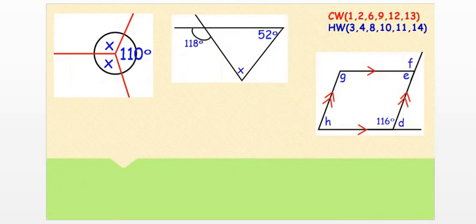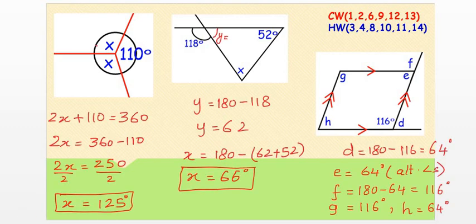Better pause the video here, solve all these questions on your own, and then play the video to check your answers. Here are the answers for all the challenge questions. Now this one is a little bit different because you can see here we have angles around a point. So angles at a point add up to 360. All the angles at a point add up to 360. So we can add x and x. It will give us 2x plus 110. Total, it will be 360.